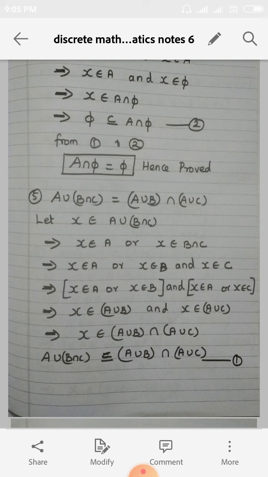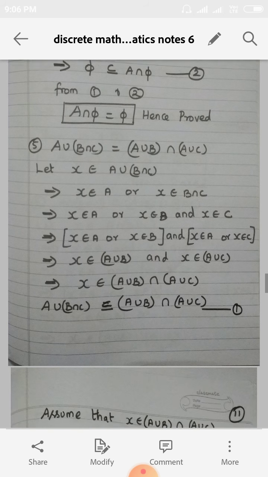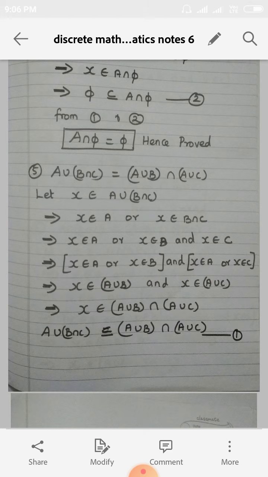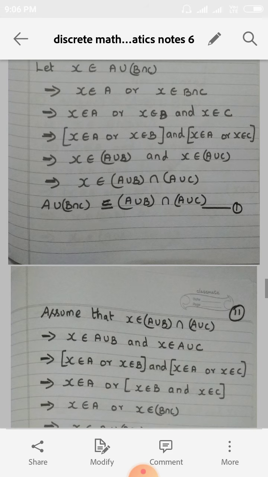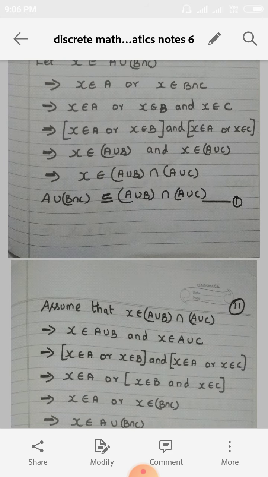Next, we have to just separate the terms. That is, x belongs to A or x belongs to B, and x belongs to A or x belongs to C. So this can be written as x belongs to A union B and x belongs to A union C. So and means intersection. So x belongs to A union B intersection A union C. So what is the term? A union of B intersection C contains or equal to A union B intersection A union C. That's equation number 1.